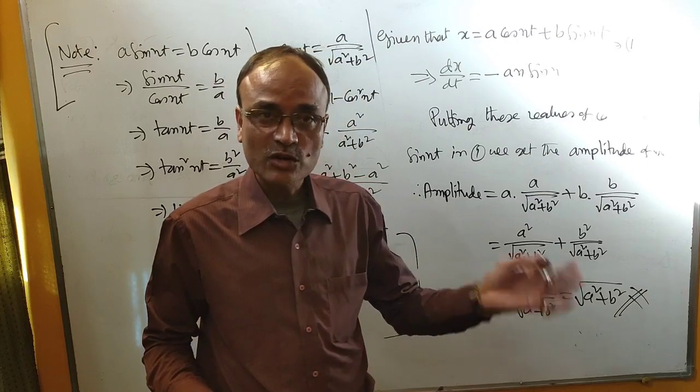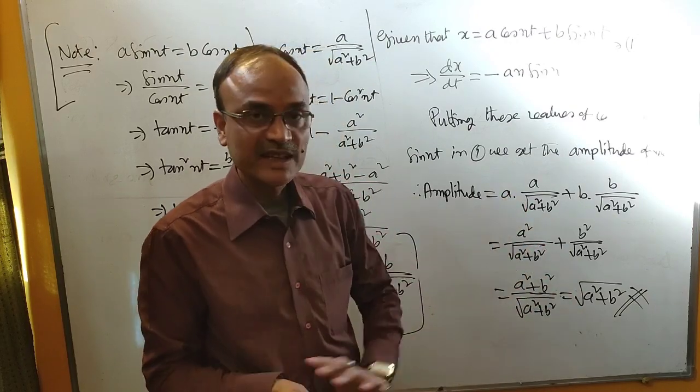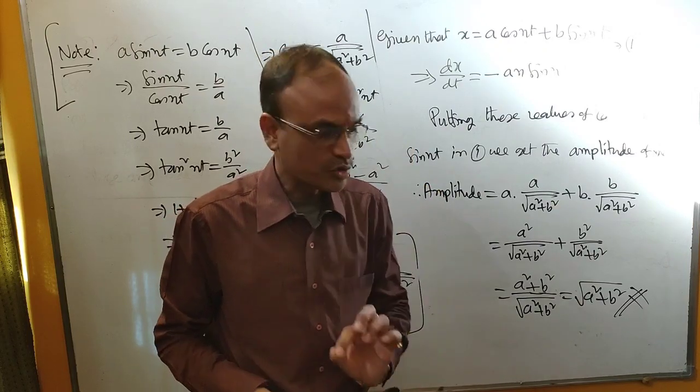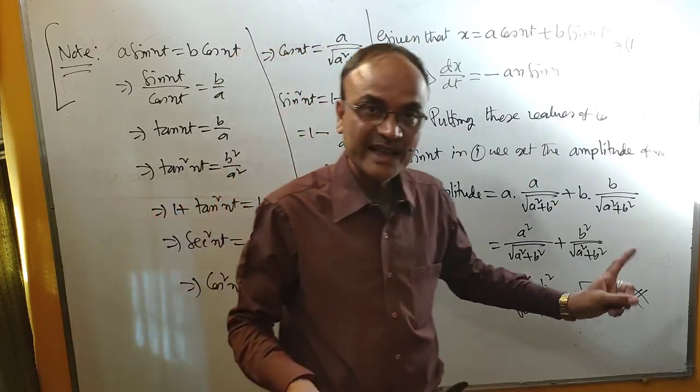A particle moves under the law x equals A cos n t plus B sin n t. The motion is simple harmonic with time period 2 pi by n. Also, the amplitude of motion is root over A square plus B square.